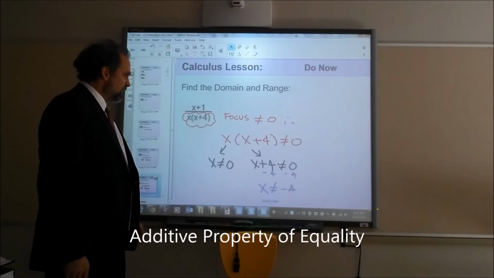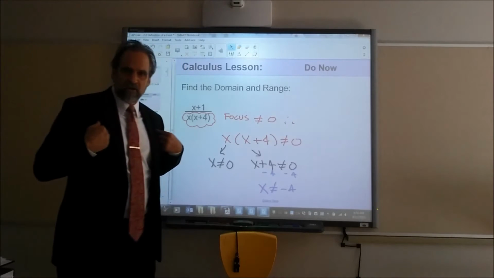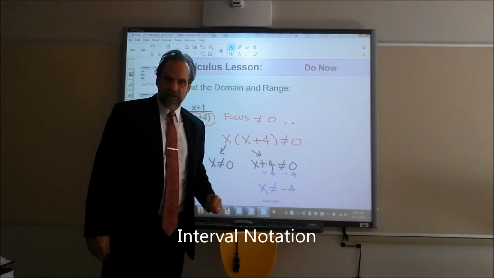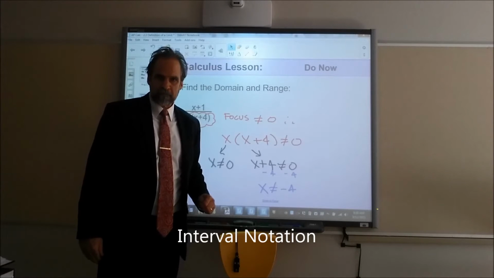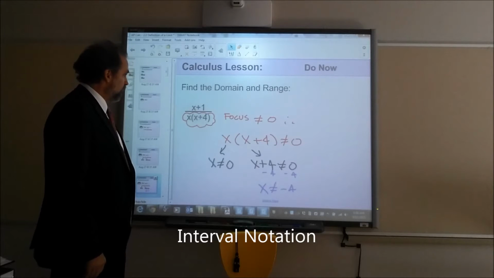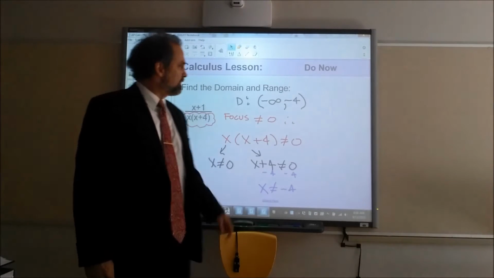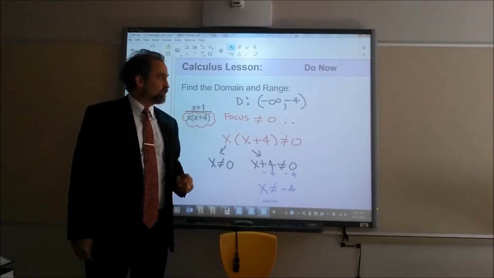All right? So when I do that -4 on both sides, now I have my domain restrictions. X cannot be 0, and X cannot be -4. Okay? So let's look on, and, oh, before we look on, how do I write that? This is what's called interval notation.